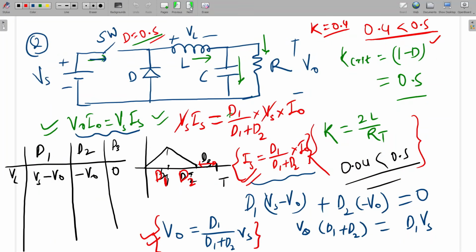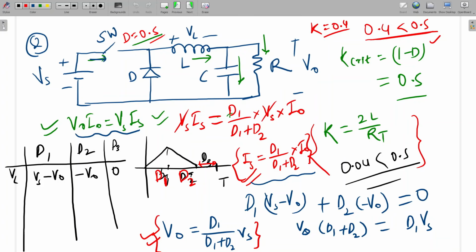How we can calculate anything: like output voltage we know, output current we know. We can calculate the source current. Then inductor current also, waveform we can draw, and we can calculate the average value of the inductor current. So you can do different kinds of questions.